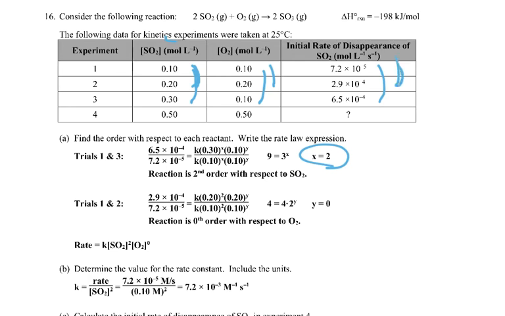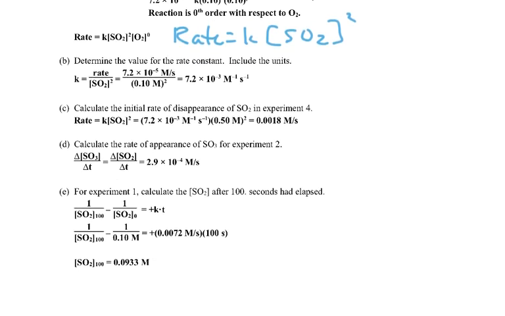But this guy is already 4 times the rate, so that means that the O2 has nothing to do with the reaction. So we can write it like that, or we can go ahead and say rate is equal to K times the SO2 to the second order, and just leave out the O2 altogether. Determine the value for the rate constant.